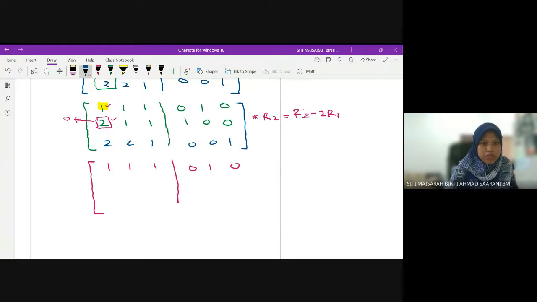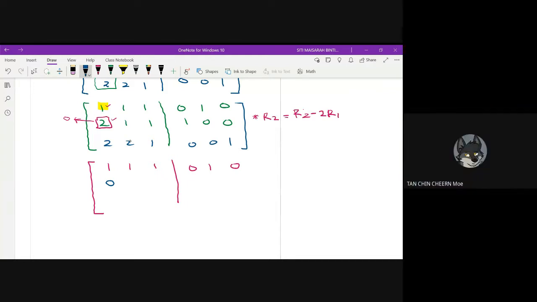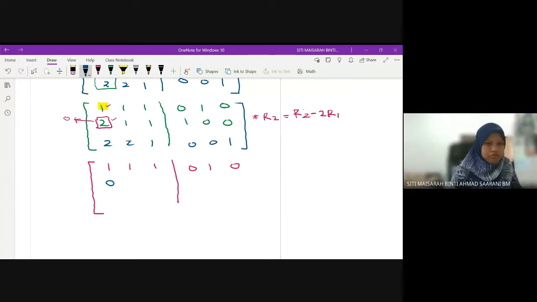So this one is become 0. And then next, 1 minus 2 times 1. So 1 minus 2, dia jadi negative 1. Negative 1. Okay, then this is also negative 1. And then 1 minus 0, 1. 0 minus 2, negative 2. 0 minus 0, 0. Okay.